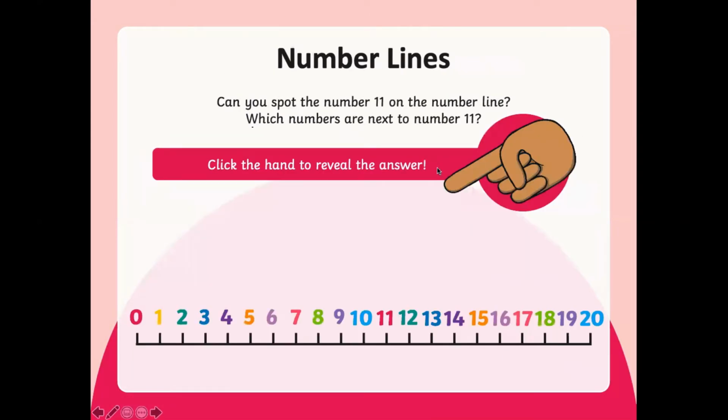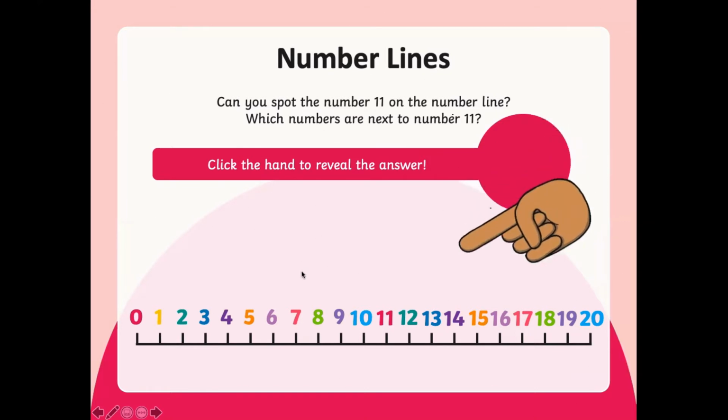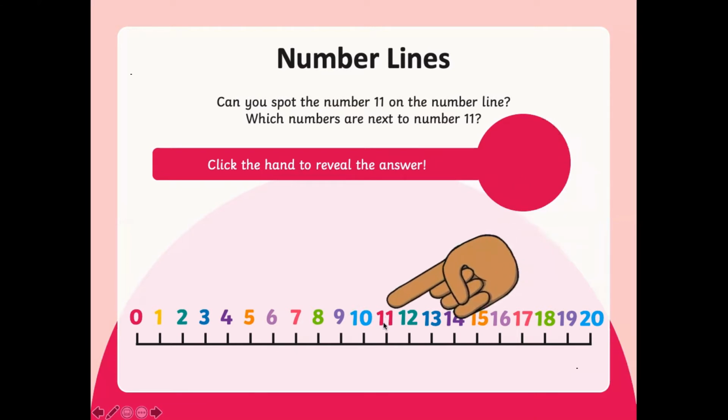Number lines. Can you spot the number 11 on the number line? Which numbers are next to 11? Click on the hand to reveal the answer. Let's do that. So here is the number 11. You will see that number 11 is after the number 10 and before the number 12. So here's the number 12 and here's the number 10. Number 11 is in the middle. So it's after the number 10 and it's before the number 12. Good job.